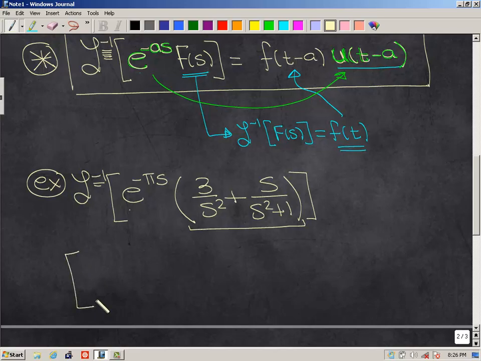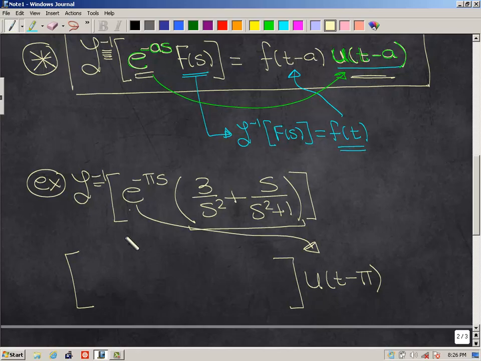So I'm going to get something here. This is going to result in that. And this exponential is going to result in a step function, u of t minus pi. That's what that exponential is going to result in. So we already know that. Now what do we do? Just like out here, if you notice, the exponential resulted in the step function. A is pi here. Okay. Now we take the inverse of each of these.